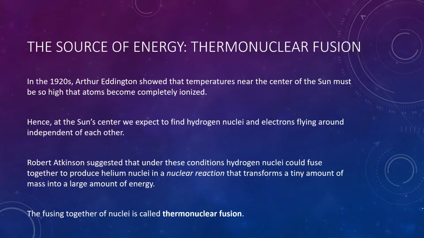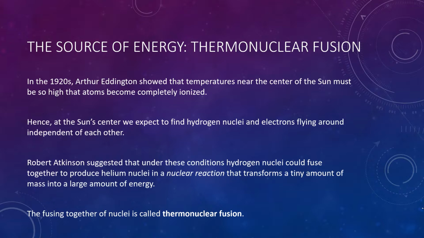We don't really have the time to go through all of the chemistry and small topics in physics here. So if you want to learn about ionization, you can look it up a bit more, but there's really just not enough time. But the point is, it's hot enough to ionize these atoms. So hence, at the sun's center, we can expect to find hydrogen nuclei and electrons flying around independent of one another. Right, so it's hot enough that they can ionize, meaning you gain or lose these electrons, so you can find them flying around on their own.